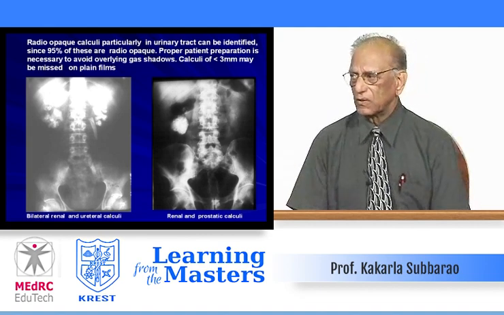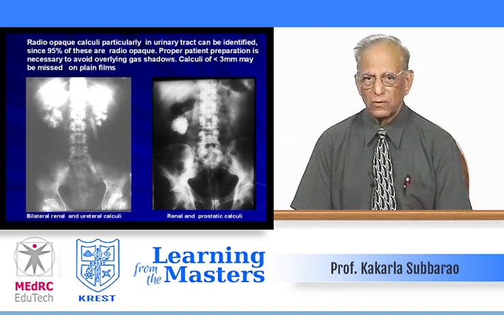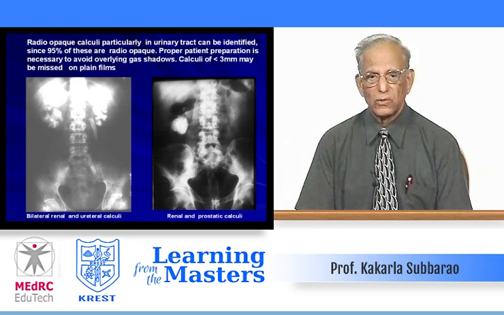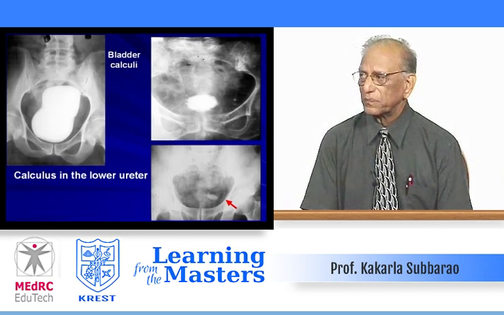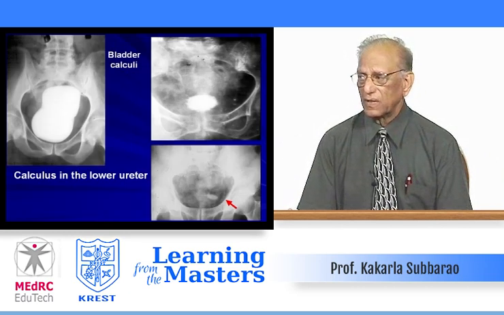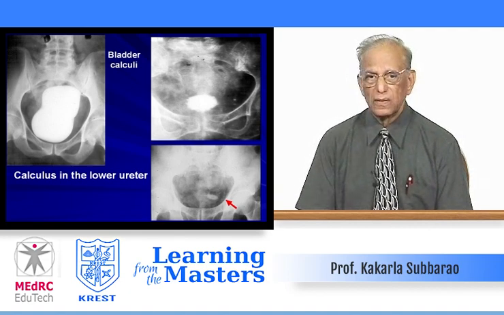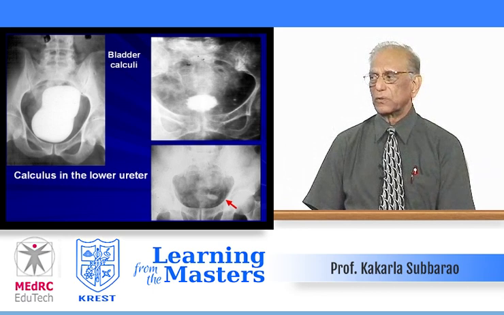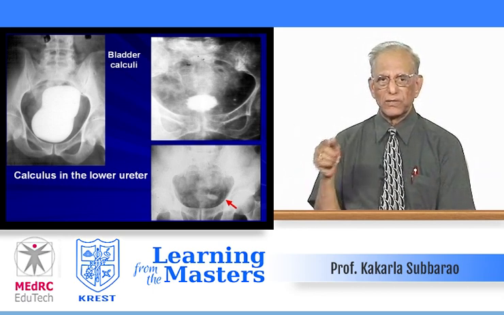Bilateral renal and ureteral calculi in the film on the left. On the right side, renal and prostatic calculi also can be seen. Bladder calculi of various sizes and shapes, you can identify. The one on your right side, lower portion, the arrow shows an oval type of calculus in the ureterovesical junction.